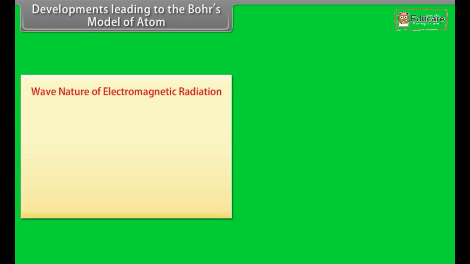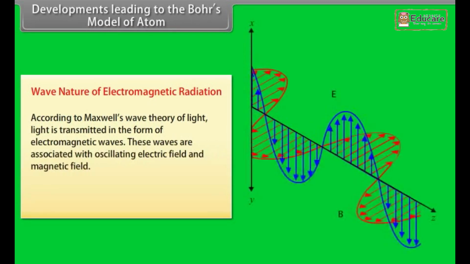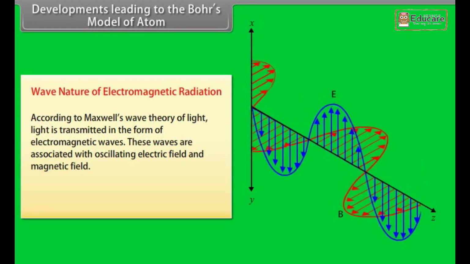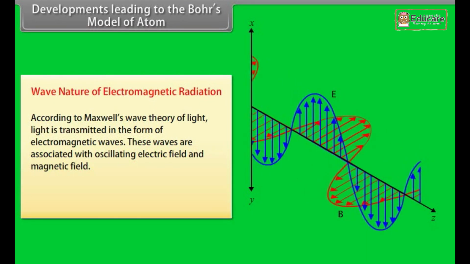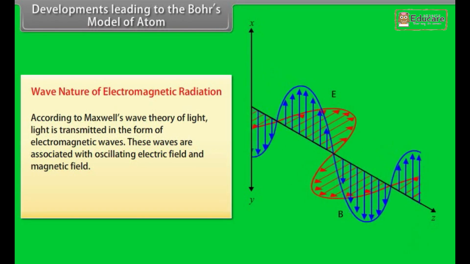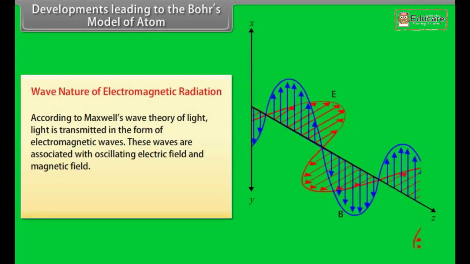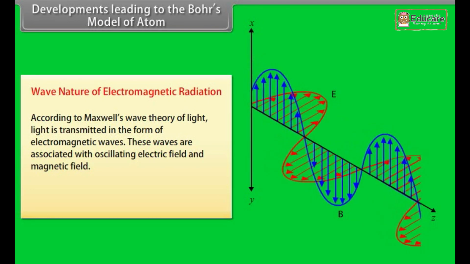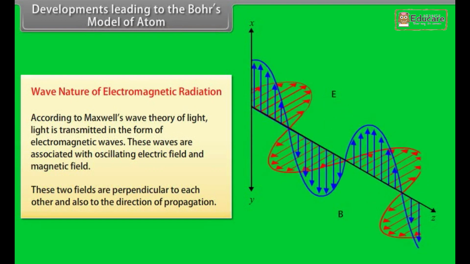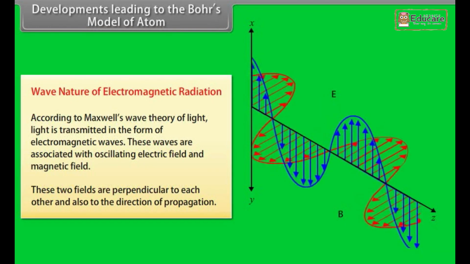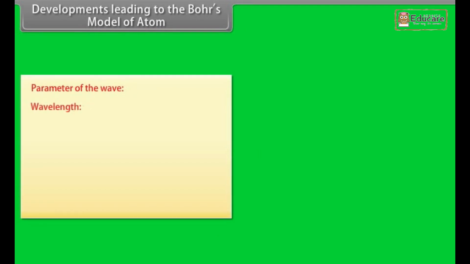Wave nature of electromagnetic radiation. According to Maxwell's wave theory of light, light is transmitted in the form of electromagnetic waves. These waves are associated with oscillating electric field and magnetic field. These two fields are perpendicular to each other and also to the direction of propagation. Parameter of the wave. Wavelength.